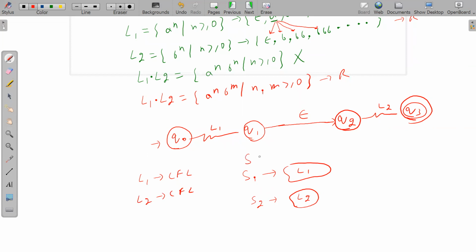Now, just apply one more production: S goes to S1 dot S2, or just S1 S2. No need to write the dot, you will get confused. Just write it like this, S1 S2. So this entire thing is a context-free grammar.